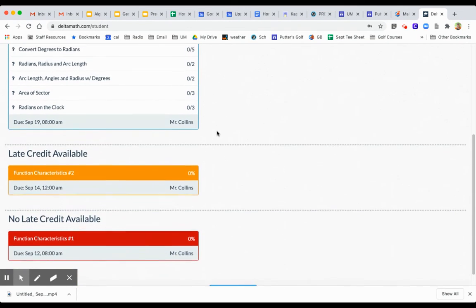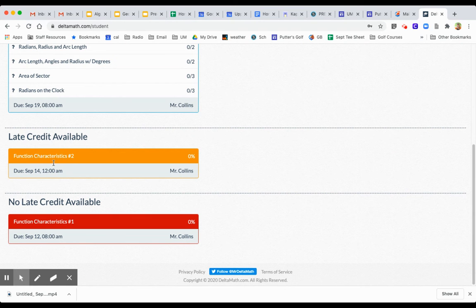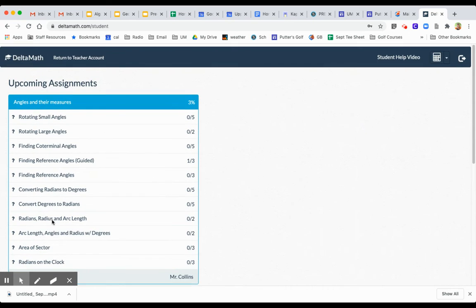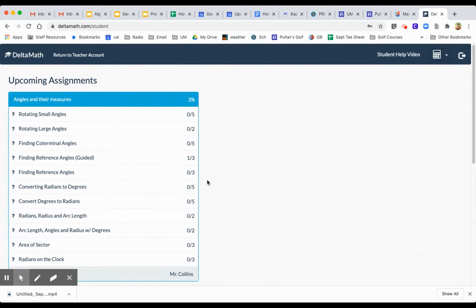By the way, down here, it'll show you previous assignments with late credit and no late credit. Incidentally, if for whatever reason something happened and they haven't done it, they can still do it and send me an email. You know, it's still possible to do those problems. Okay, but I do set time limits for these.